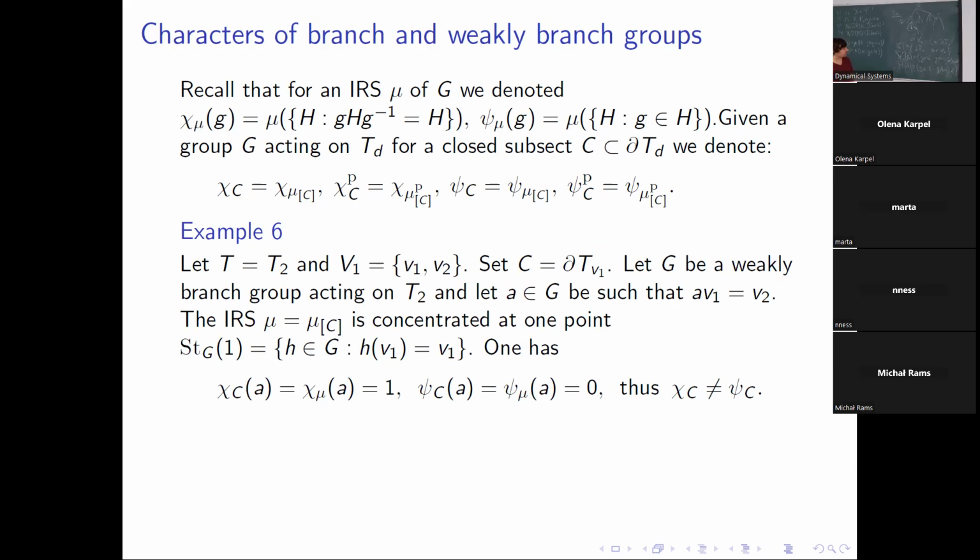So here's an example of what happens with these characters. Consider a binary rooted tree. Let V1, V2 be the vertices of the first level, as level capital V1. Let C be just the boundary of the subtree emerging from V1. So this is our C.